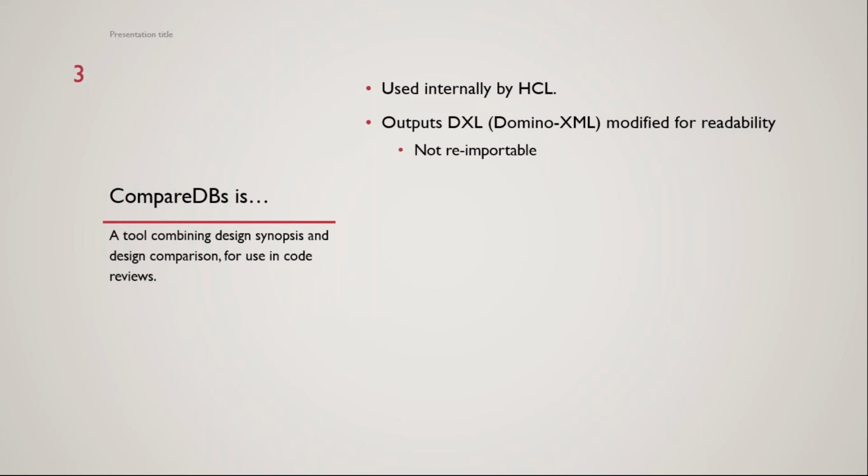The output of this tool is DXL, which is the XML description of Domino data, but it's modified for readability. So it is not re-importable, it's not valid DXL, it's not even valid XML. It's intended for people to read. The comparison results are in the form of a report, and I'll show you an example in a second.